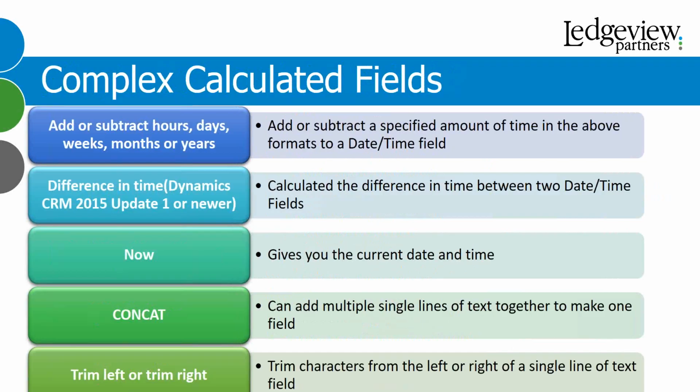Concat, this simply means you can take multiple single lines of text and push them all together into one field. You can trim left, you can trim right. Where this is kind of useful is, for example, social security numbers. If in a view you only want to display the last 4, you can trim off from the left-hand side, trim it down to the last 4 numbers. You can do that, which is really nice to be able to do.